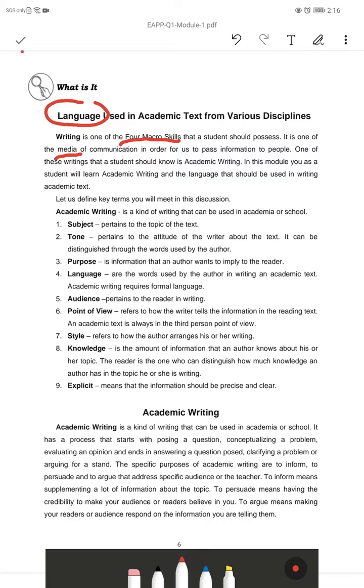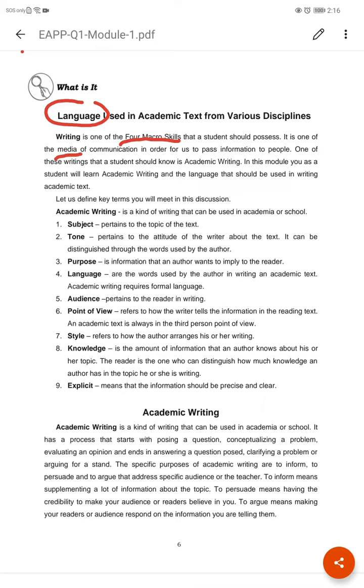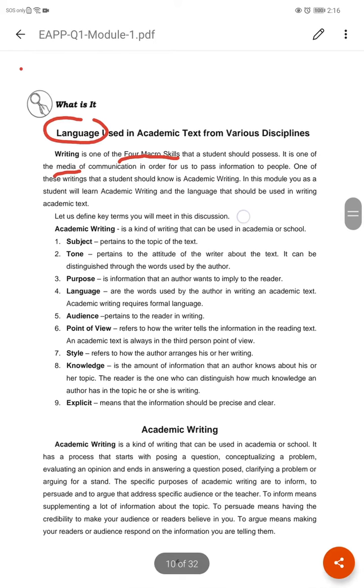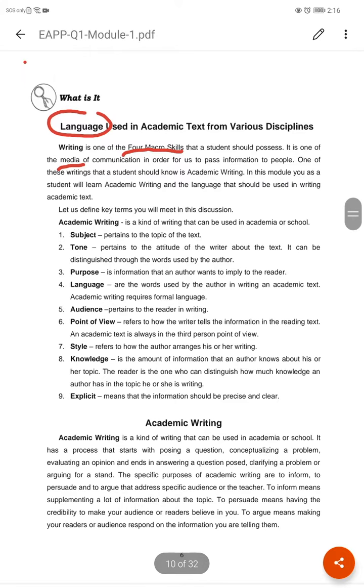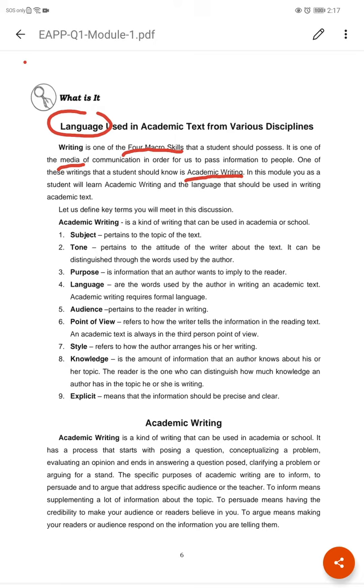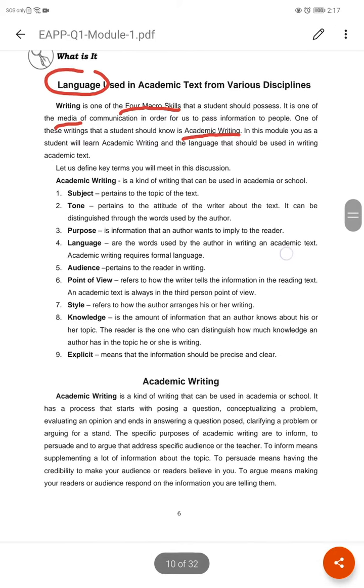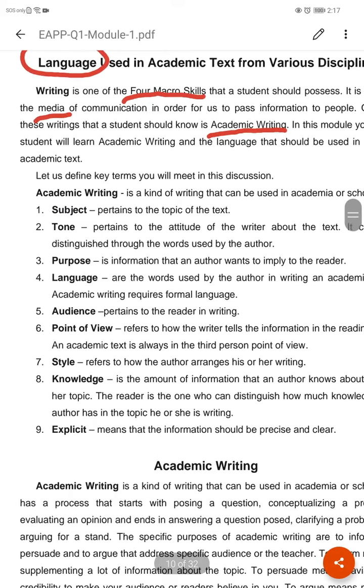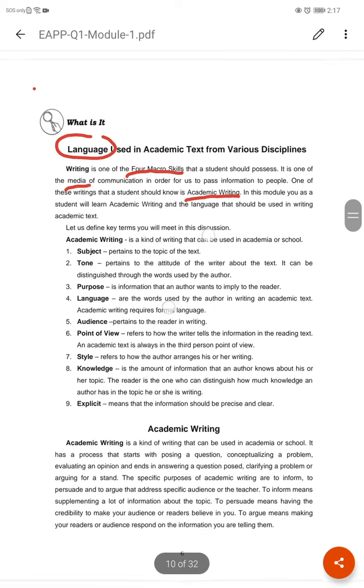One of these writings that a student should know is academic writing. So we will be focusing here on academic writing and language per se. Okay? So, in this module, you as a student will learn academic writing and the language that should be used in writing academic text. So before we begin discussing the language used in academic text, let's first define key terms which you will be meeting along this module.